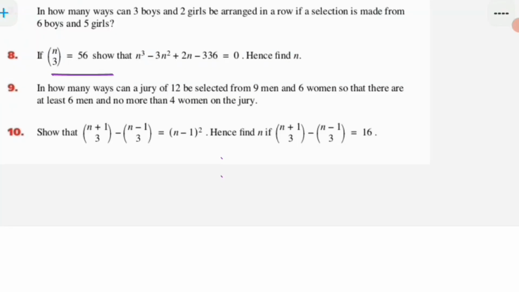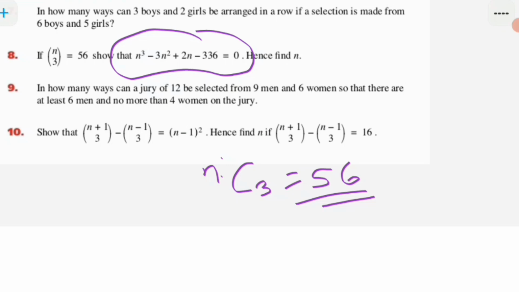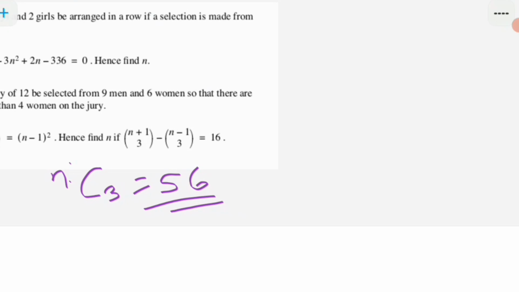So move to number 8 here. As you can see, we are told that if nC3, that's n combination 3, equals 56, we have to show that this expression equals 0. So when you break down n combination 3 equals 56, you're going to get this equation here. That's what this statement is saying. So you have to find the value of n. So look at how to do it here.